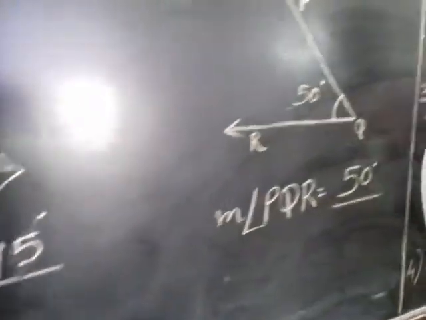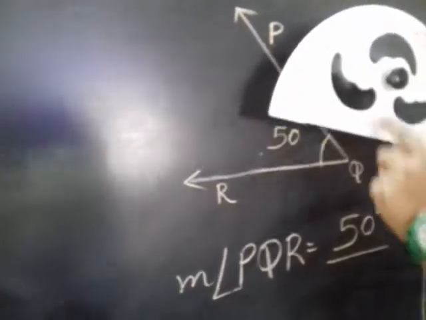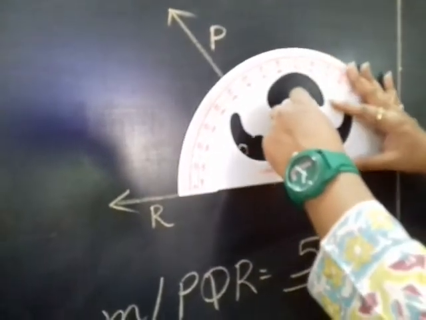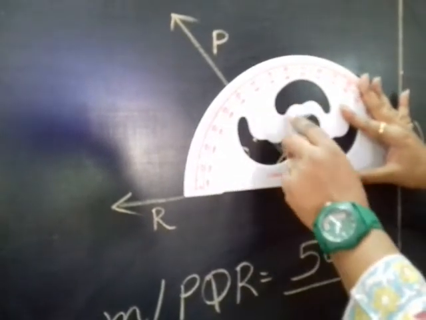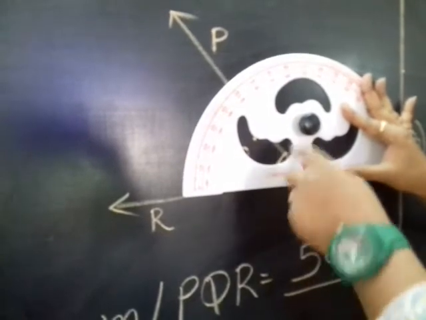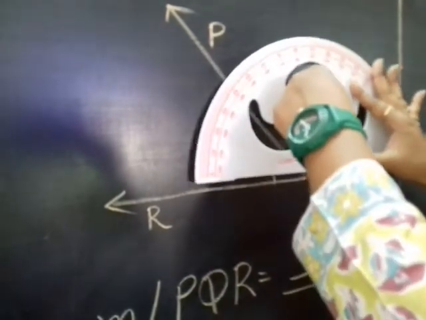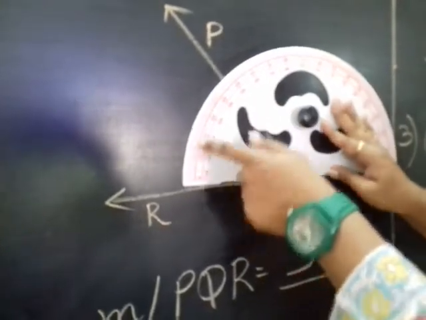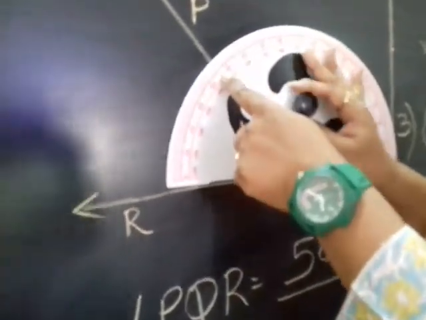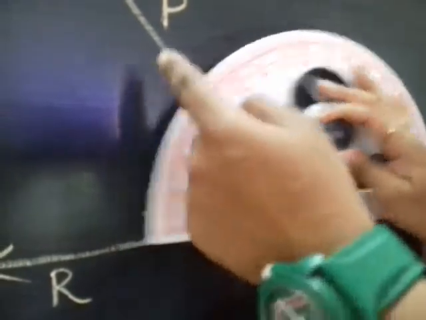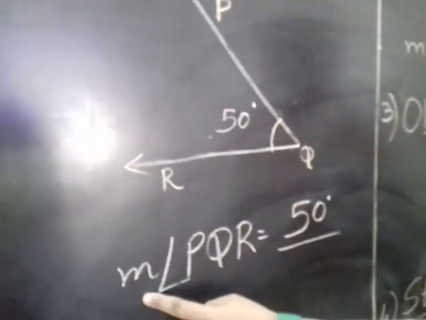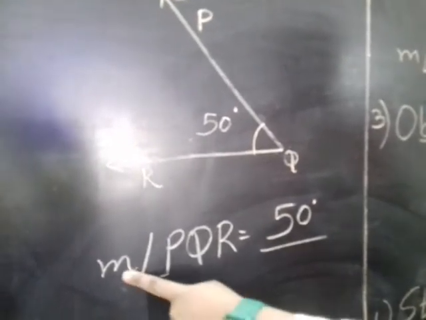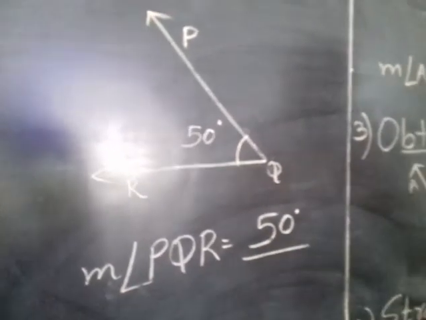Similarly, this is a left side facing angle. Again you put this 90 degree arrow on vertex Q, baseline on ray QR. Now as this is left side facing, we have to see the exterior degrees of the protractor. So you can see this is coming exactly 50 degrees. So angle PQR, this is the short form of measure, and this is the symbolic form of angle. Measure angle PQR is equal to 50 degrees.